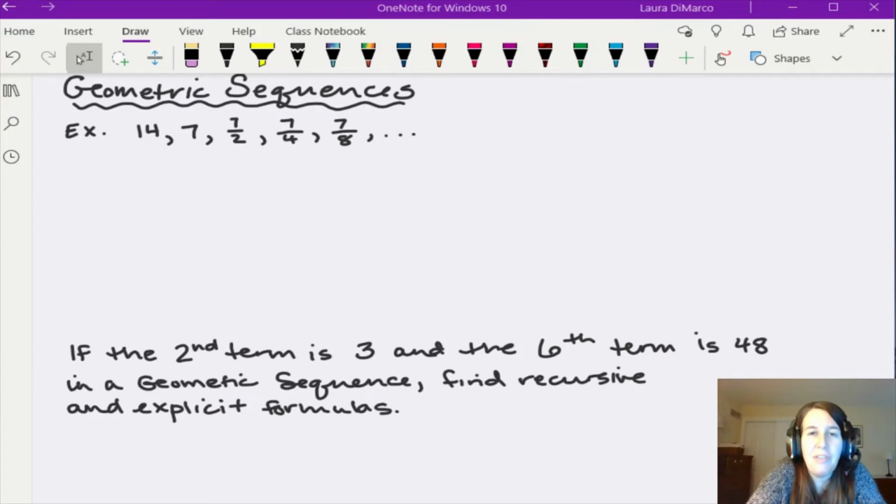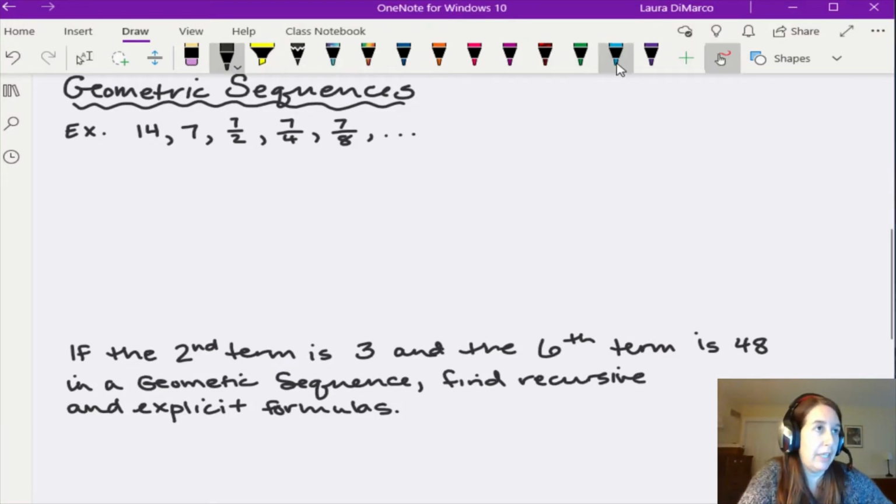Let's continue with a few more examples of geometric sequences. So this first one is quite straightforward again. We are given a sequence, we need to determine if it is geometric and then find the formulas for it and find the 50th term. So to start with, we are looking at 14 to 7. Looks like it could be half. 7 to 7 halves. Yes, it looks like we're multiplying each time by 1/2.